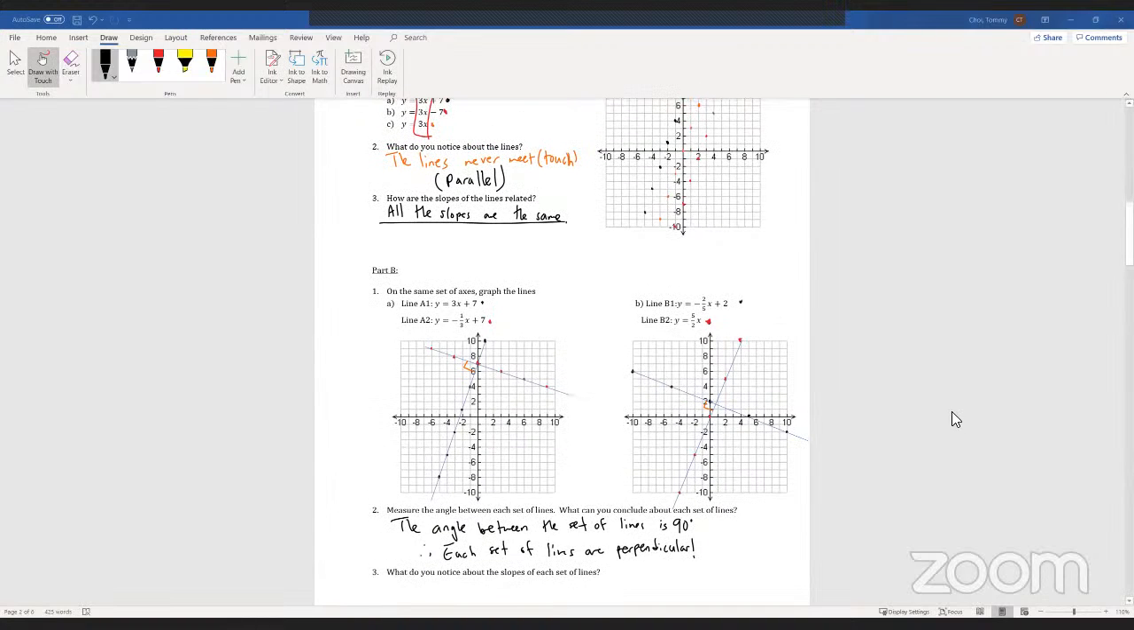And if anyone wants to finish off number 3, does anyone want to say number 3? What did they notice about each set of lines? The slopes for each set. What's so special about the slopes in this situation?